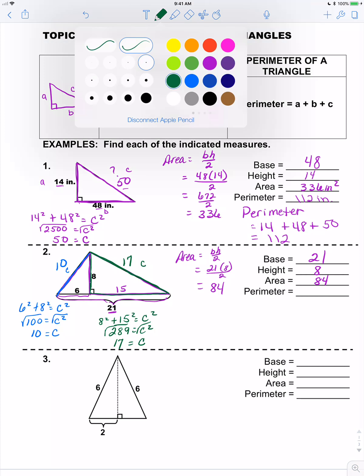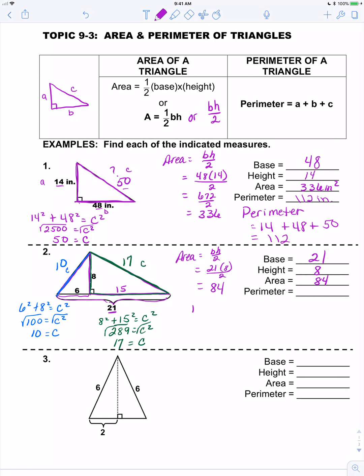So now we can add up all the sides to find our perimeter. We've got one side is 10, this side, plus the 21, plus the 17. All that adds up to be 48. All right.